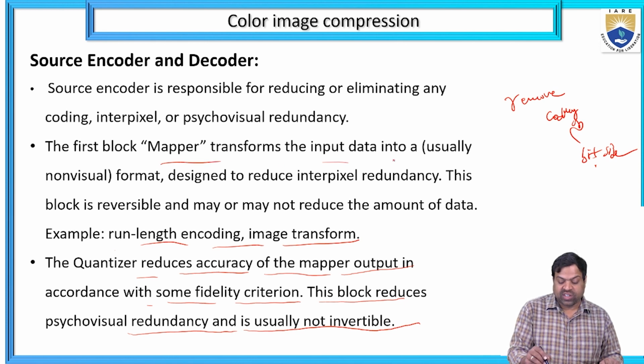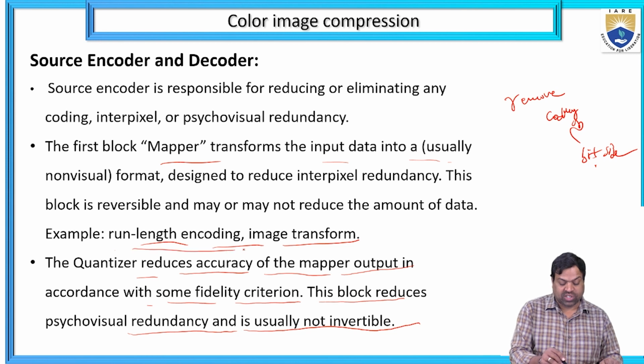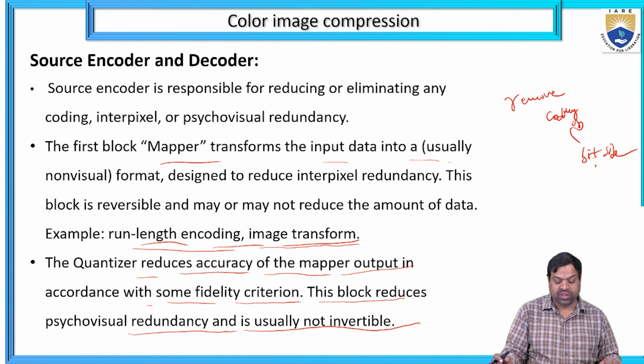So the mapper transforms the input data into a usually non-visual format designed to reduce interpixel redundancy. This block is reversible and may or may not reduce the amount of data. What are the examples? Run length coding and image transform. Already we discussed in the previous topics, run length coding and image transformations are the best examples of source encoder and decoder. The quantizer reduces the accuracy of the mapper output in accordance with some fidelity criteria. This block reduces psychovisual redundancy and is usually not invertible.